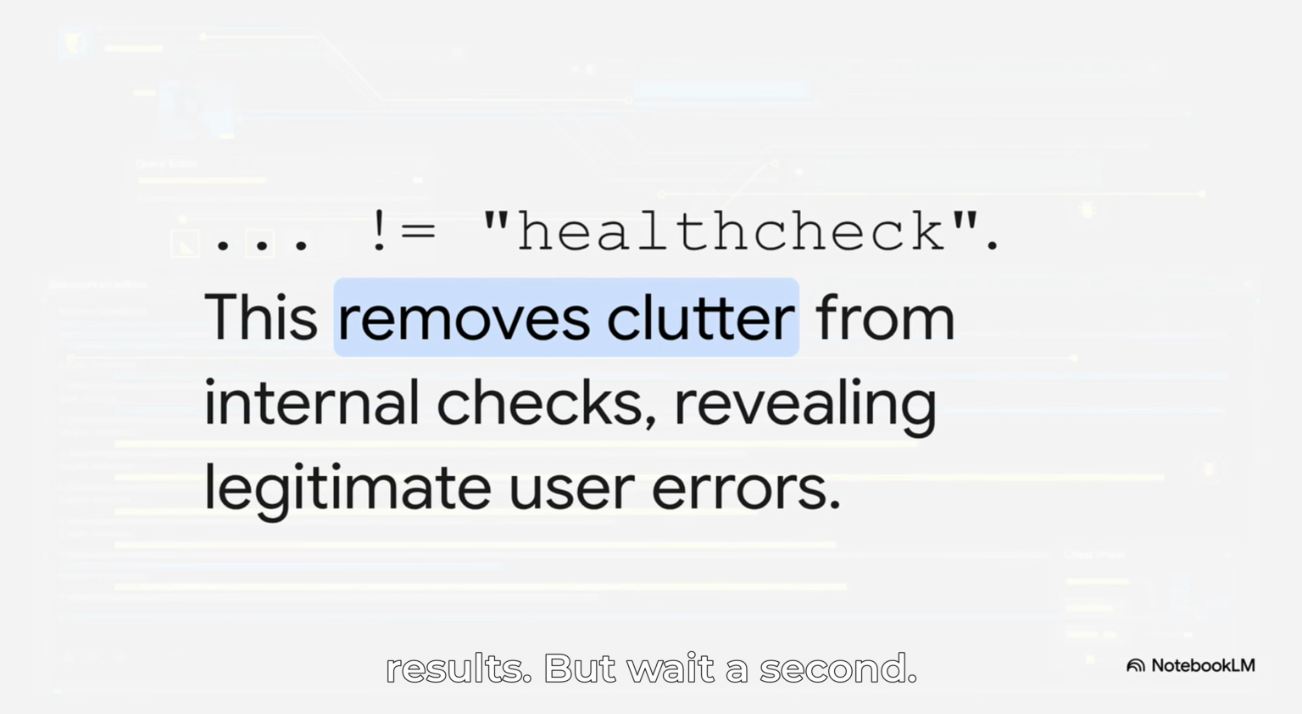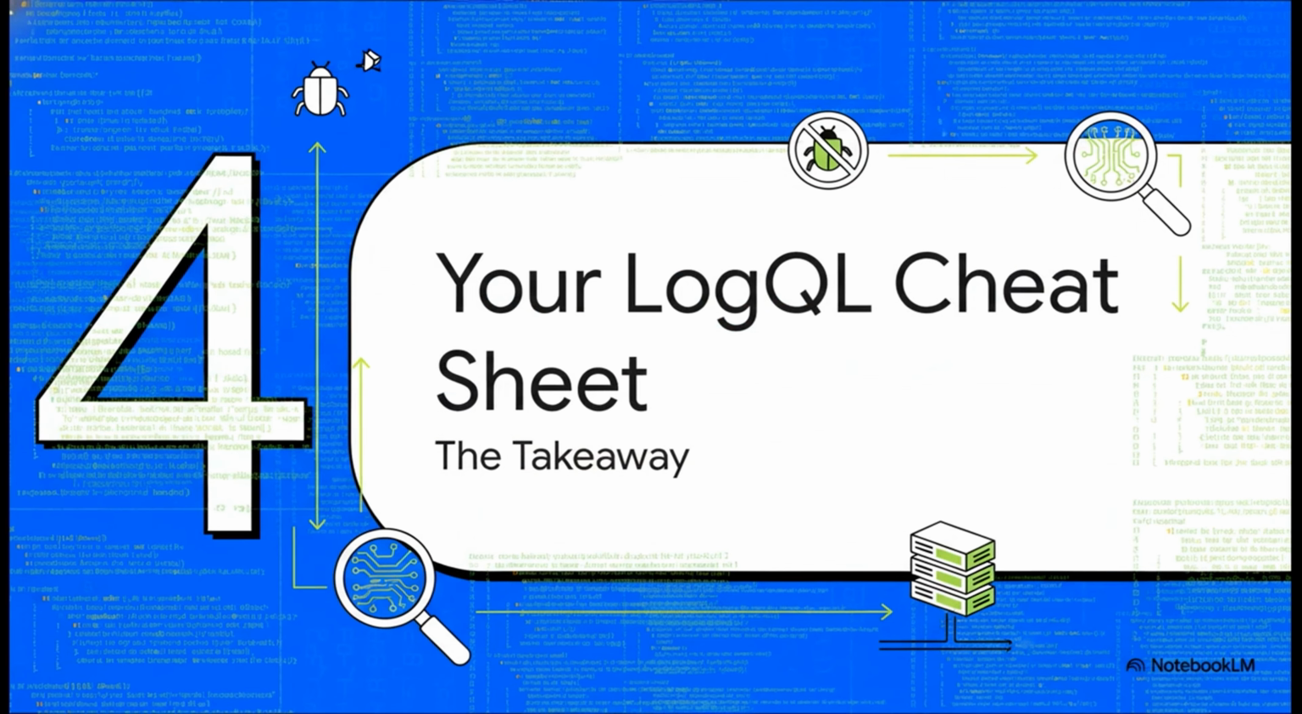Okay, we've got results, but wait a second. They're cluttered with 500 errors from our own internal health checks. These aren't real user issues. This is where you look like a total pro. We bring in the does not contain operator, !=. By just adding != health check, we vaporize all that noise and boom, there they are. The real, legitimate errors that are affecting our users. See, with just a couple of simple operators, you can go from total chaos to perfect clarity in just a few seconds.